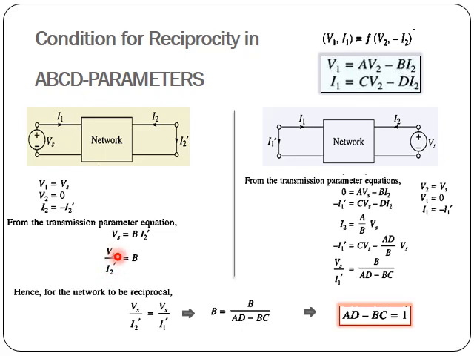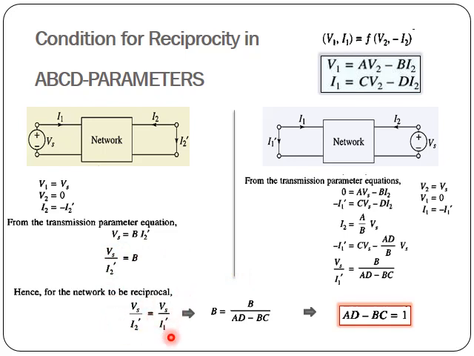Now in a similar way as we have done previously, we use these two equations and find the value of excitation by response, that is Vs upon I2 dash, in this first network. This is evaluated as equal to B. B is one of the ABCD parameters. Next, using this network and the two equations, we again calculate excitation by response as B upon AD minus BC.